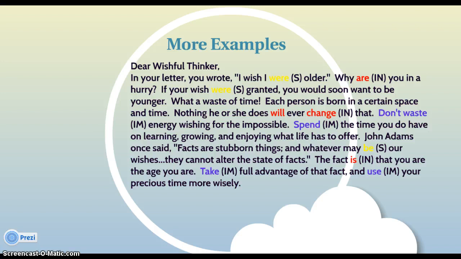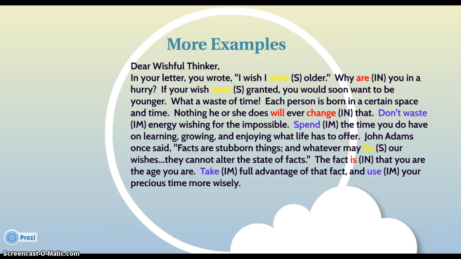Now let's look at all of the ones that are in yellow, subjunctive. In the first two, it's indicating a wish that's different than reality. I wish I were older. If your wish were granted, that's why we're using subjunctive. Now in the third example of subjunctive, whatever may be our wishes, they cannot alter the state of facts. This isn't saying something that's contrary to reality, but it's using the base form of the verb. So that's why we're using that as a subjunctive.